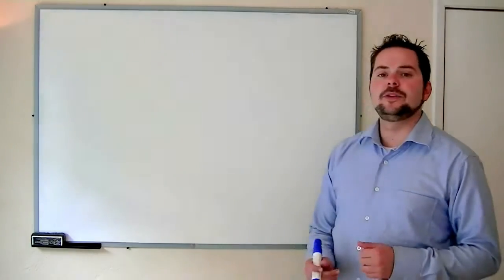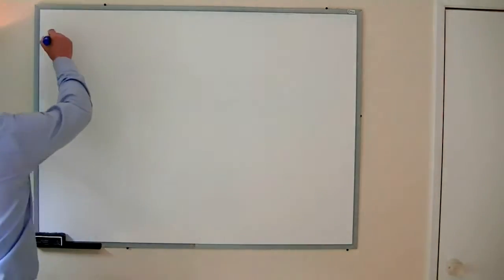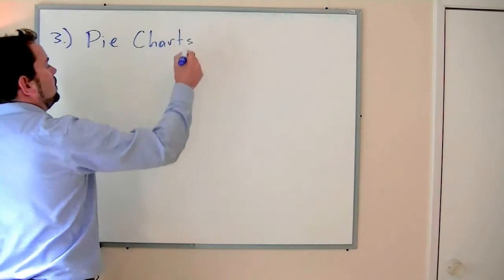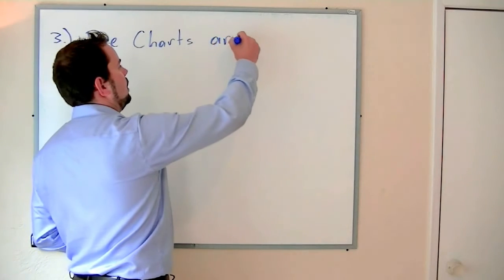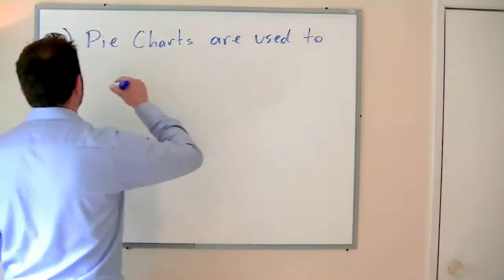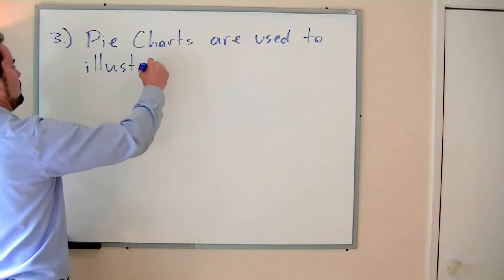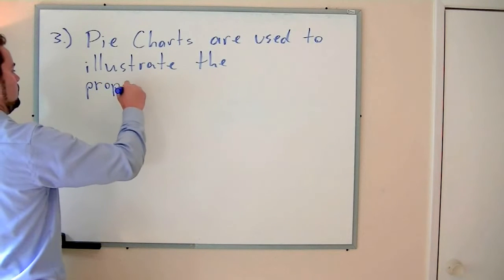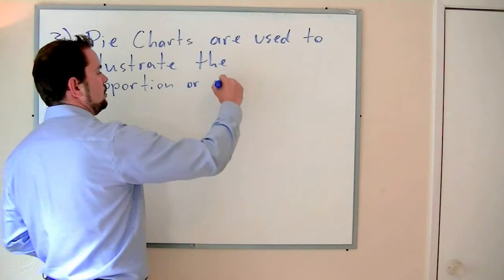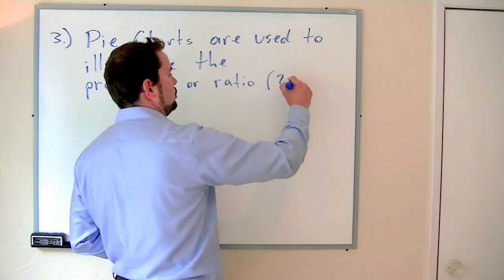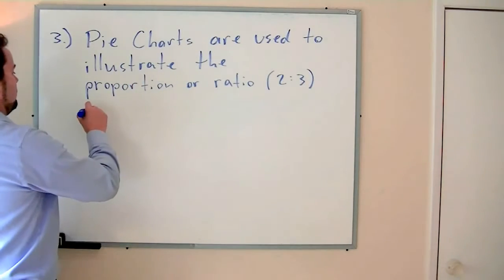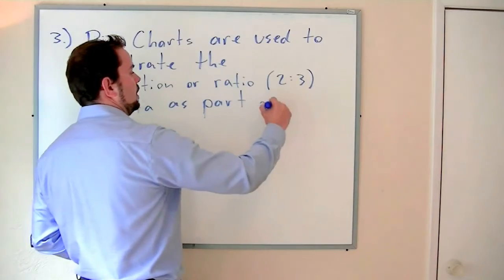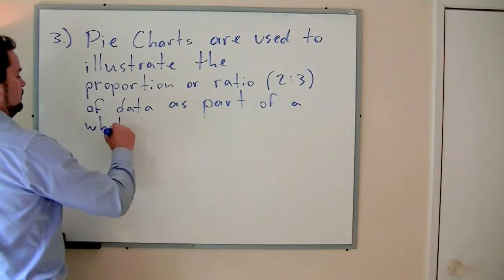Okay, so now let's talk about the application of pie charts. This is number 3. Pie charts, also sometimes called pie graphs, are used to illustrate the proportion or ratio, such as 2 to 3, of data as part of a whole or group.